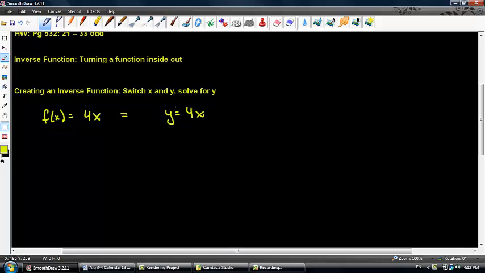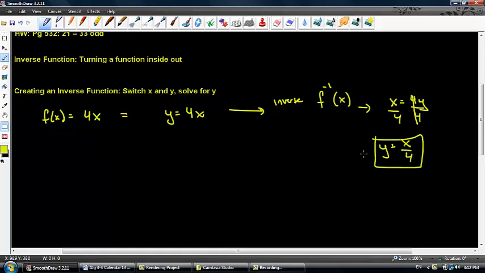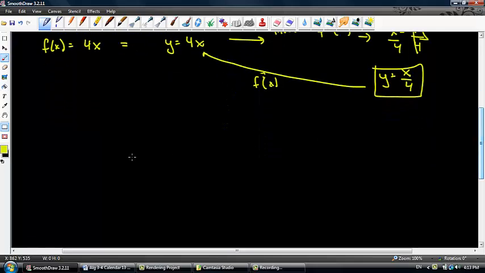And so what I'm going to do is, if y equals 4x, if I want to create an inverse, and sometimes you'll see inverse denoted as f to the negative 1 power of x. This means inverse function of x. What I'm going to do is switch x and y. So it's going to be x equals 4y. And then I just solve for y by dividing by 4. So what I get is y equals x over 4. And that is the inverse function of the original function. All right? So just switch x and y and then solve for y.